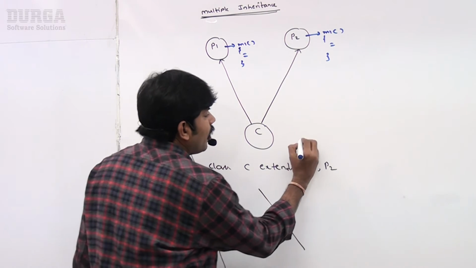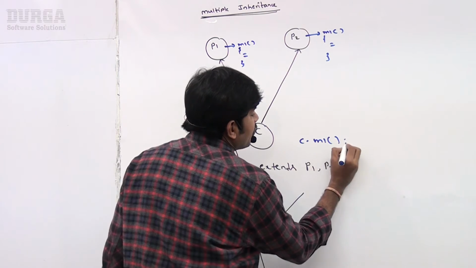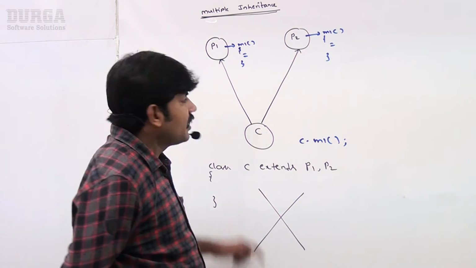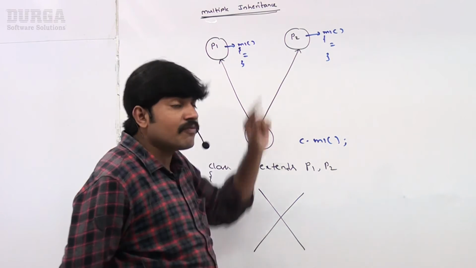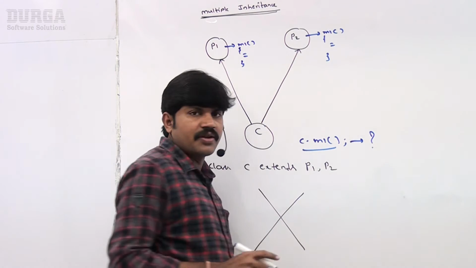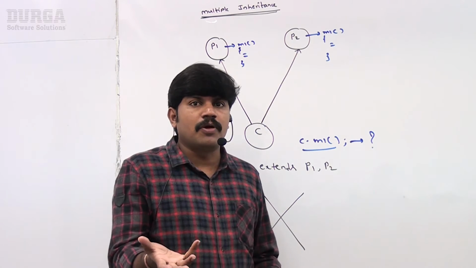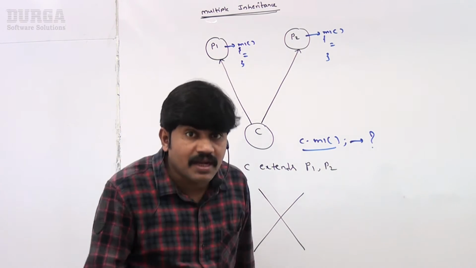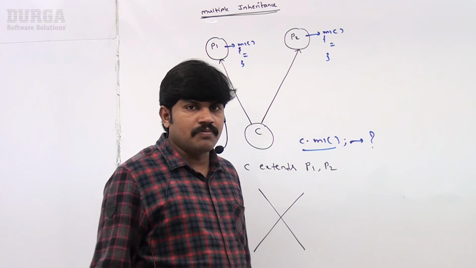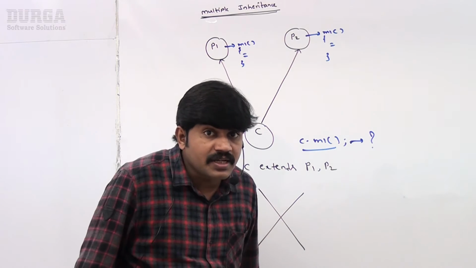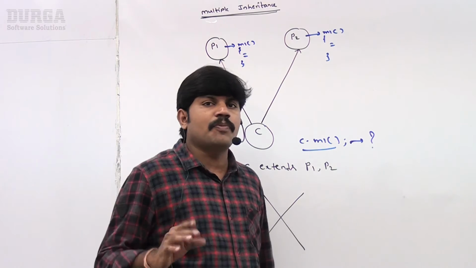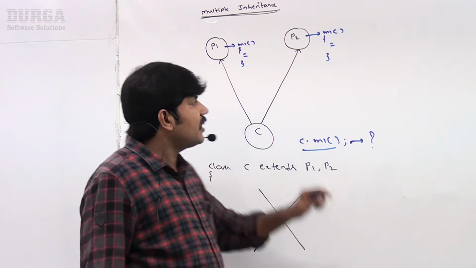Sir, on a C object, if any person calls the m1 method, which m1 method has to execute? Either the m1 from parent 1 or the m1 from parent 2. There is no way to resolve this. Are you getting it? There may be a chance of an ambiguity problem, which m1 has to execute. My compiler or my JVM is always in trouble. That's why, because of this ambiguity problem, it's not possible to extend more than one class simultaneously. Sir, why won't Java provide support for multiple inheritance? Sir, this is the reason.